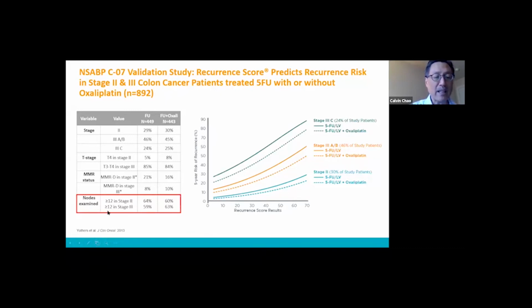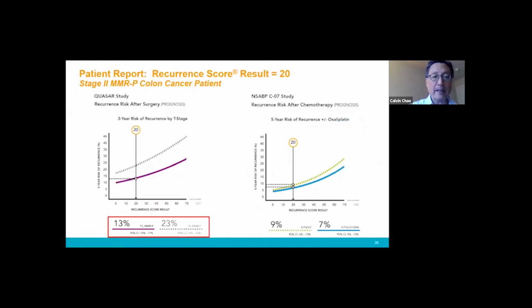treatments. In this study, there were also still plenty of patients that had insufficient lymph nodes examined. You can see that 64% had more than 12 nodes, so therefore 36% still had less than 12 nodes examined in stage 2. And in this report that you now see today, as you order the test, one graph is showing you the stage 2 QUASAR results that gives you a numerical answer of what is that patient's risk of recurrence. And here you see it's 13% in the T3 MMR proficient patient at 3 years.